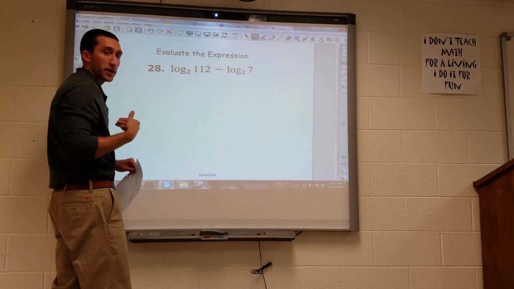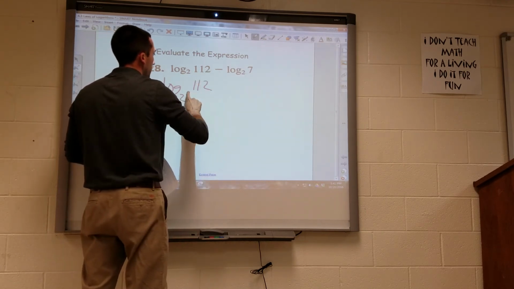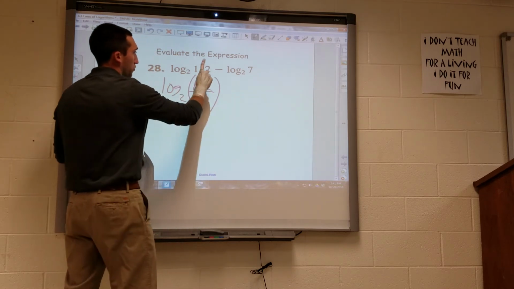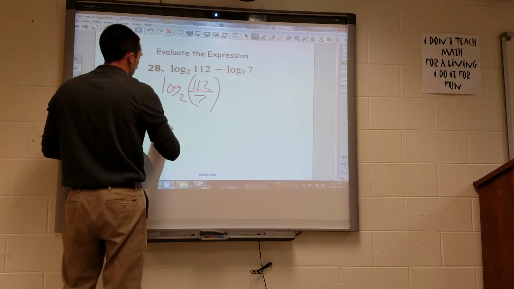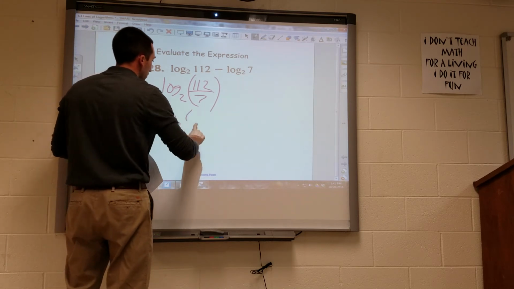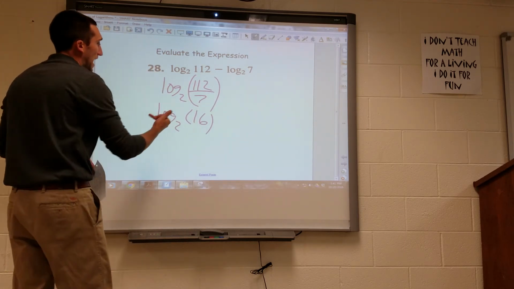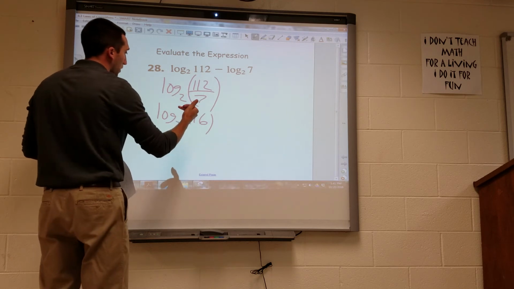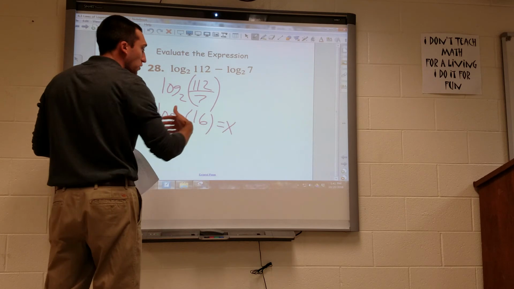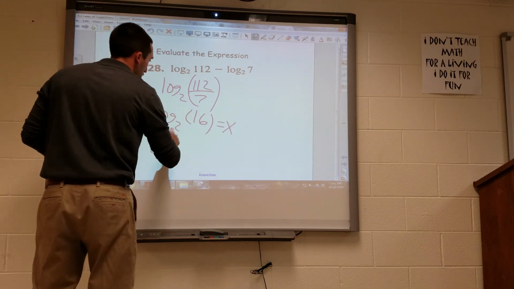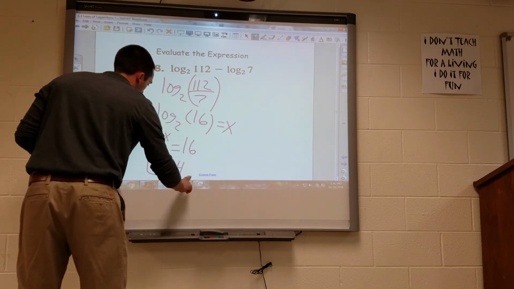So since this is a minus, we're going to have a division. So I get log base 2 of 112 divided by 7. I've taken that and made it into a quotient. And I can simplify log base 2 of 16 because 112 divided by 7 is 16. And now I can rewrite it: 2 raised to what power? I'm trying to evaluate the expression, so it's equal to some number. So 2 raised to some value is 16, and that value happens to be 4.